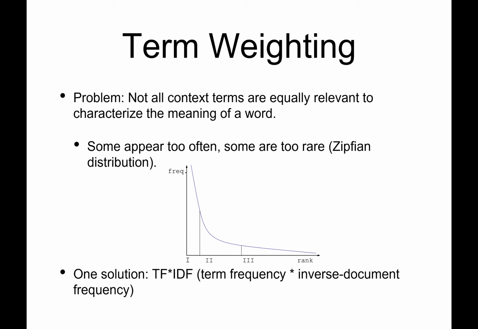Because all the words that appear in the context do not really help you classify a word or measure the similarity of that word to others. So you might want to do something about that.